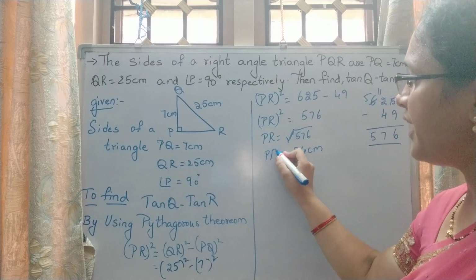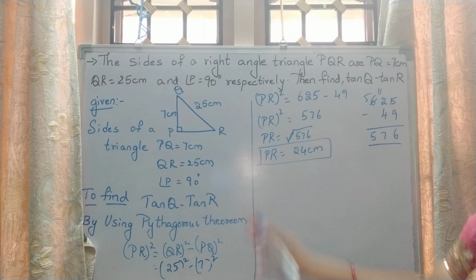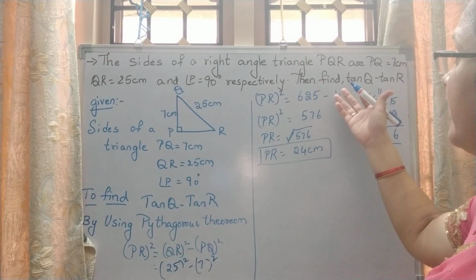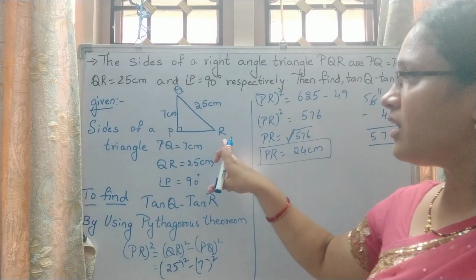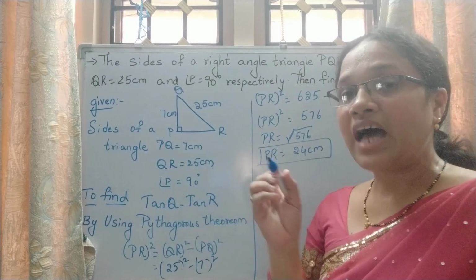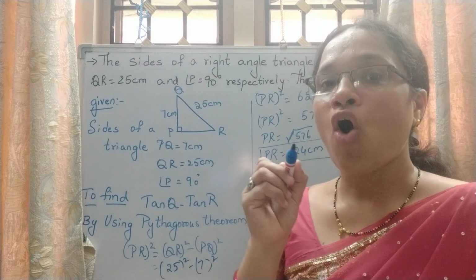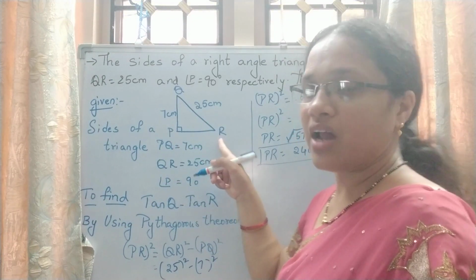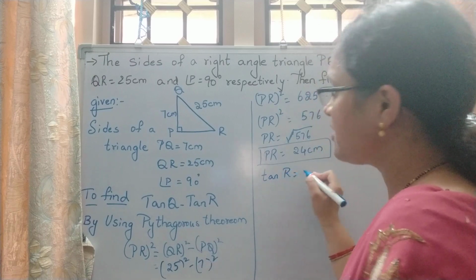So here what did I do? I have found the third side of the triangle. So one part of the question is completed here. Okay, now try to make out what we have to find: tan Q minus tan R. But here I am telling you one thing, children. The angle which is measured should always be opposite to the right angle. See, to the right angle which is there, R. So I can write tan R. Tan R is how much?